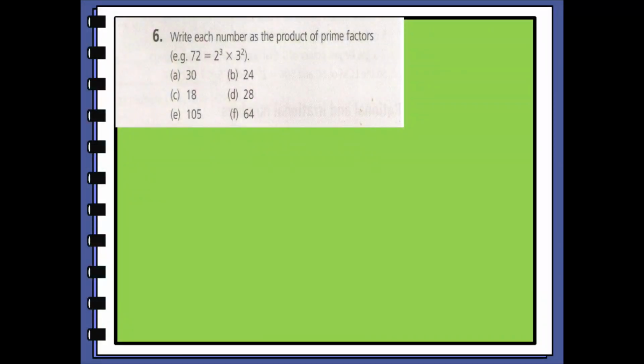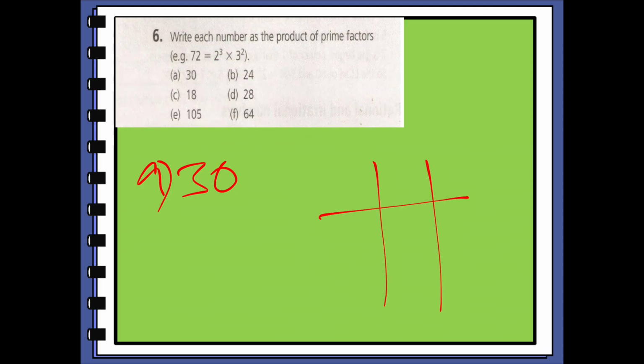Okay, then 6, write each number as a product of prime numbers. So here they have given us 72 written as 2 power 3 times 3 power 2. Okay, what do they mean? We're going to use the ladder method. So for A, I will solve A, the rest you do yourself. So if we've got 30, you do like this, right? 30, the prime numbers we have are 2, 3, 5, 7.